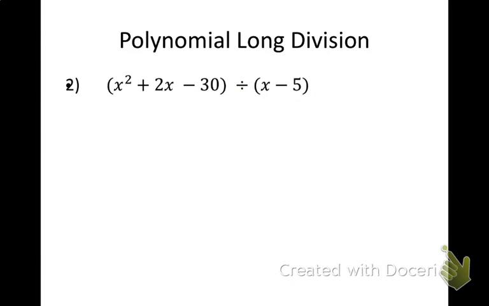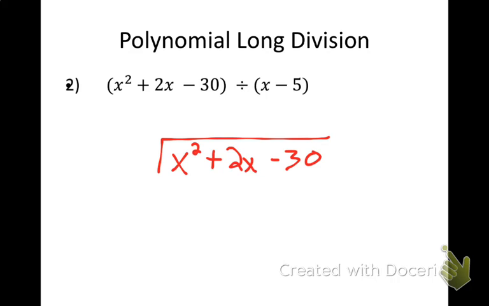Number 2. What's going to go on the inside, Gabby? Good. X squared plus 2x minus 30. What's going to go on the outside, Petey? X minus 5. Good. Now, which one is my divisor, or my part I'm going to divide by, Emily? Just the x, actually. I'm going to divide by just the x. It's okay. That's my dividing term.